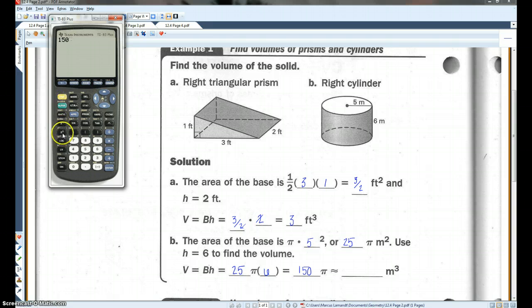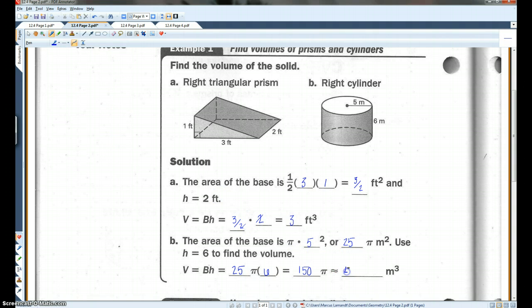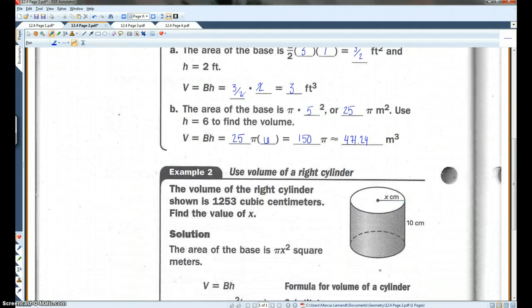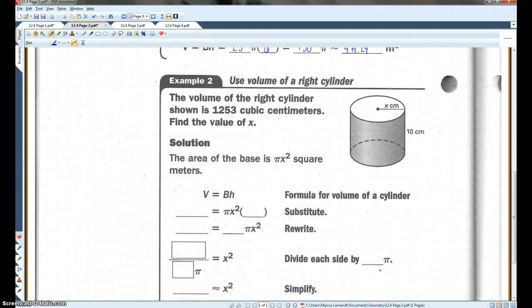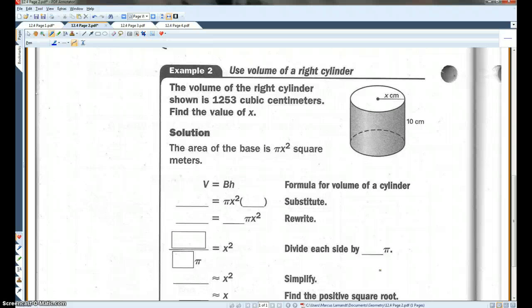150 pi. 471.24. So it's approximately 471.24 meters cubed. Alright. Example 2. Use volume of a right cylinder. The volume of a right cylinder shown is 1253 cubic centimeters. Find the value of x.